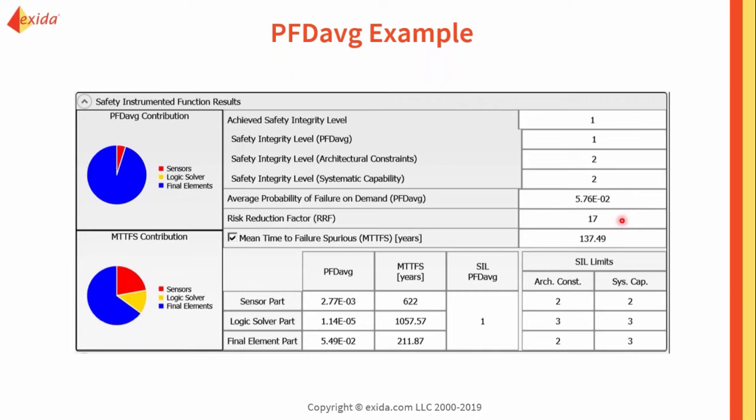So that's an extreme case. However, just being unrealistic or overly optimistic with your proof test coverage can really affect your safety.